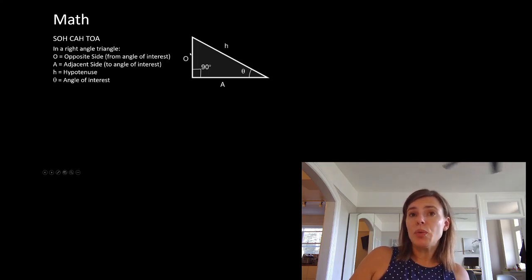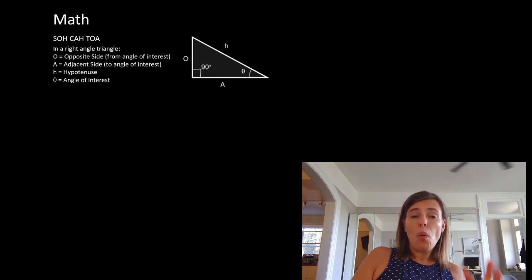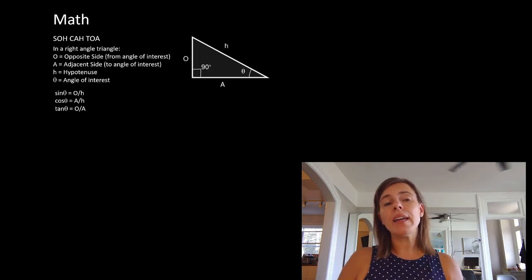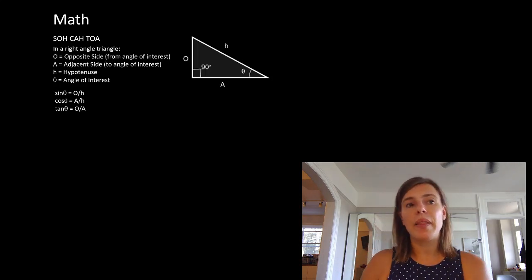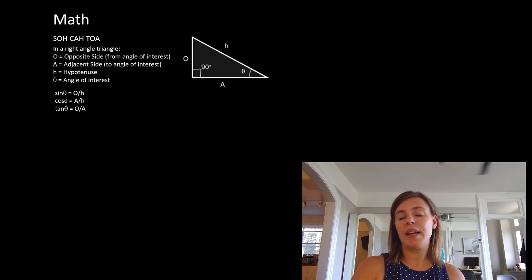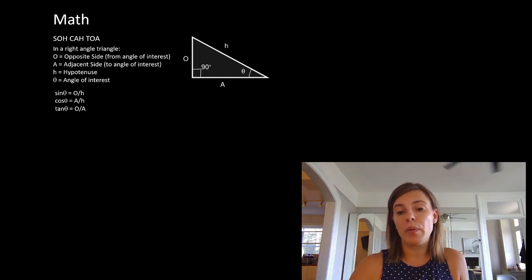If we had switched and used this angle over here, the hypotenuse would remain the same. This would become O, the opposite side, and this would become A, the adjacent side. So if we have those 3 sides and an angle, we only need to know 2 of them to figure out any other. The sine of the angle equals the opposite side divided by the hypotenuse. The cosine of the angle equals the adjacent side over the hypotenuse. And the tangent of the angle equals the opposite side divided by the adjacent side. So we only need to know any 2 of these things to figure out the other 2 things.